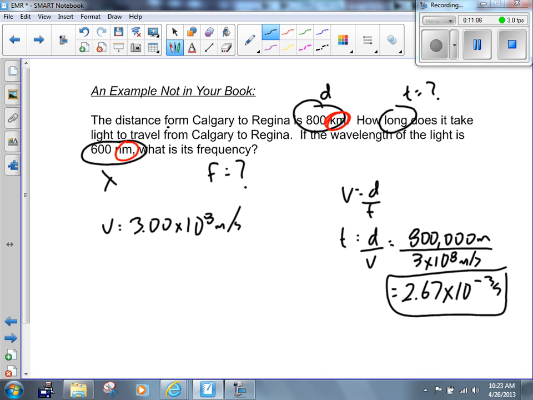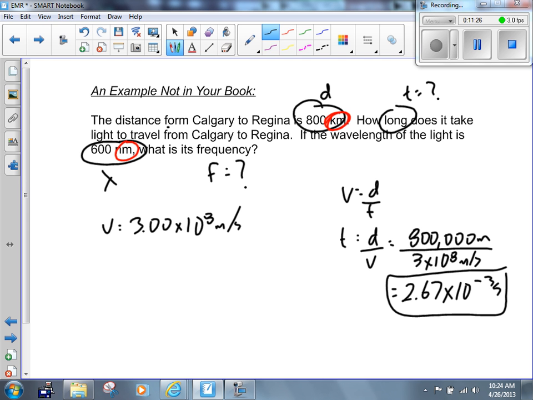Back to Galileo's experiment for a second. He had his hills 1 kilometer apart. Right? This is 800 kilometers. The time that he would have had to start and stop the stopwatch would have been ridiculously small, like 1/800th of that time that we have right there.